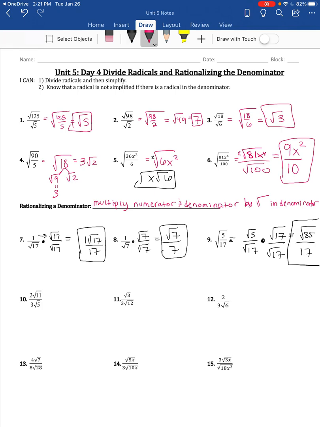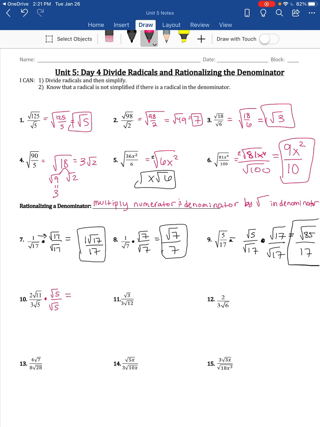All right, on to the next row. So we have 2 rad 11 over 3 rad 5. So the problem is the rad 5 in your denominator. And even though it's 3 rad 5 down below, to rationalize, all you need is the radical in your denominator. So we times by rad 5 over rad 5. You rationalize with the radical.